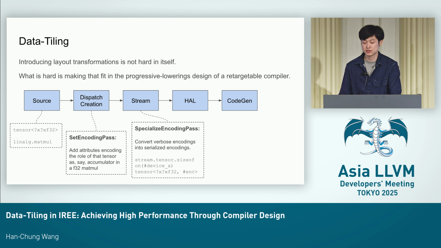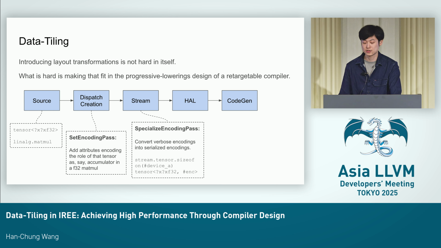With our stream affinity analysis and dialect interface mechanism, we are able to retrieve the potential encoding resolvers for tensor ops and resolve the verbose encodings. And the encoding resolvers implement a couple of interfaces to help lowering. In other words, it translates the verbose encodings for the stream tensor ops.